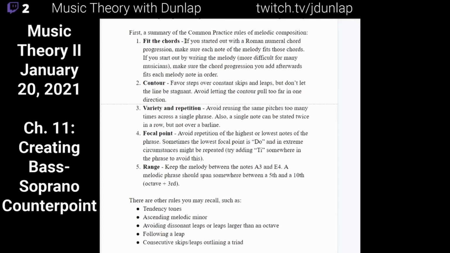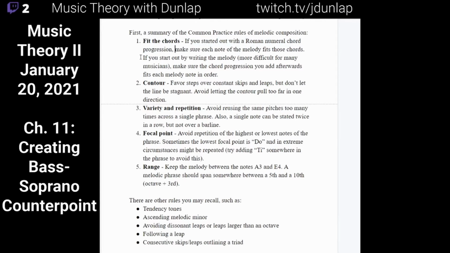So the easiest thing is to start out with a Roman numeral chord progression, which is what we talked about before, 1, 7, 1, 4, 2, 5, 1, which is all derived from 1, 5, 1, 4, 5, 1. That was the example in the book for the unembellished bass line. Make sure that each note of the melody fits those chords and follows the same harmonic rhythm as the bass.